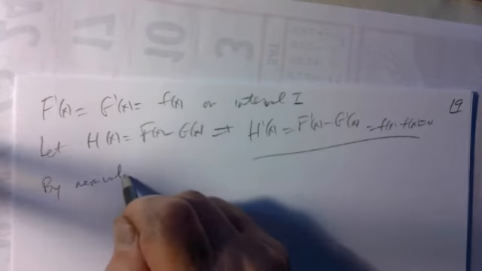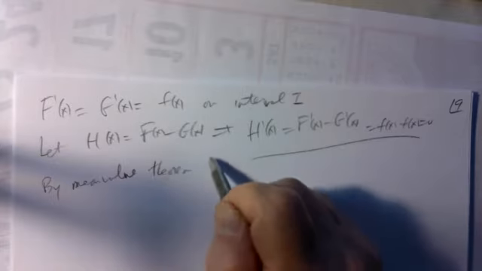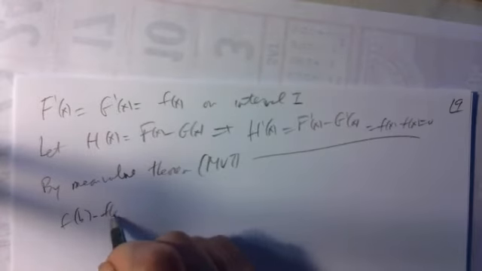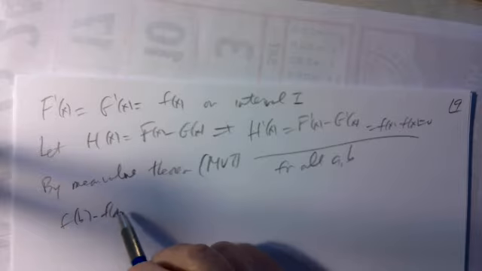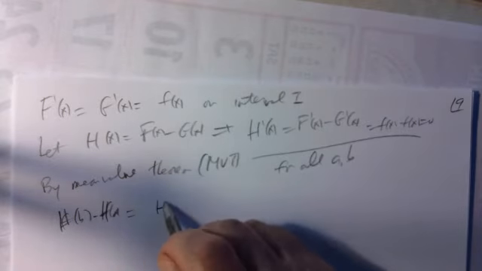Now, by the mean value theorem, for all a, b in the interval, f of b minus f of a is, h of b minus h of a, where h is capital F minus capital G. That's h prime of x times b minus a, but h prime of x is zero.